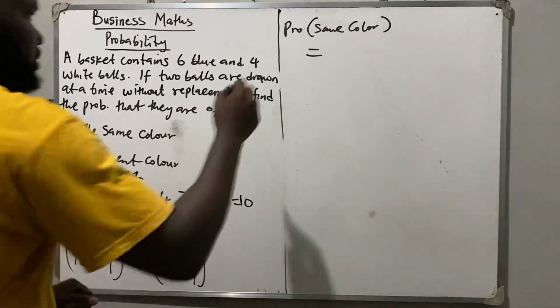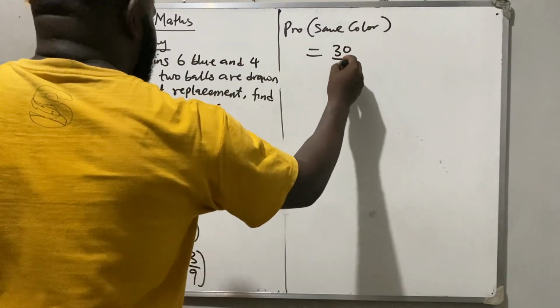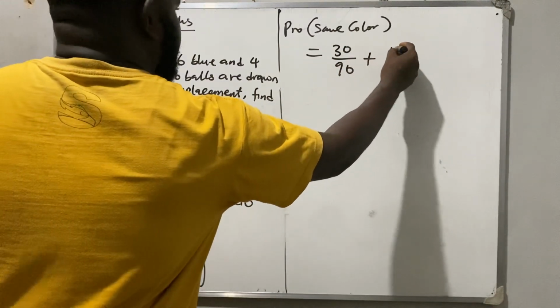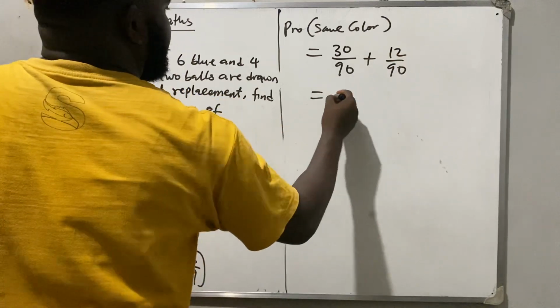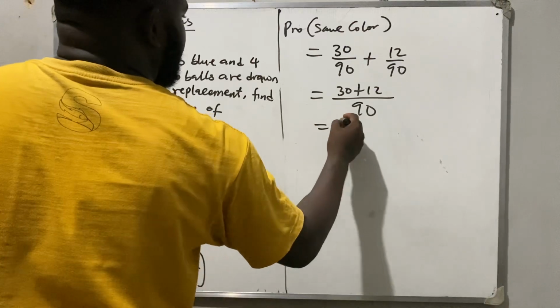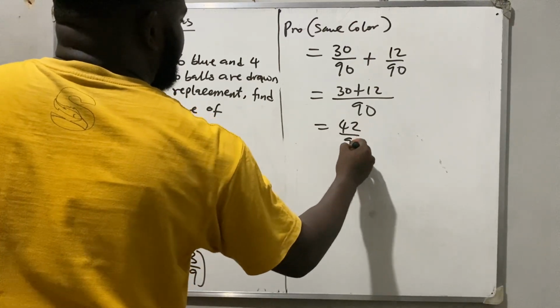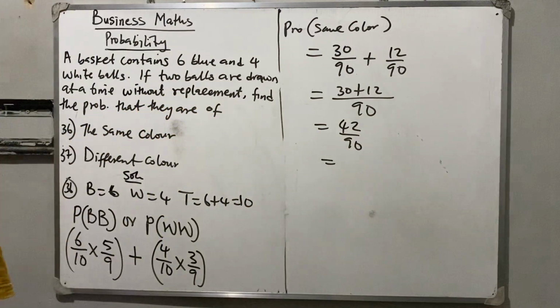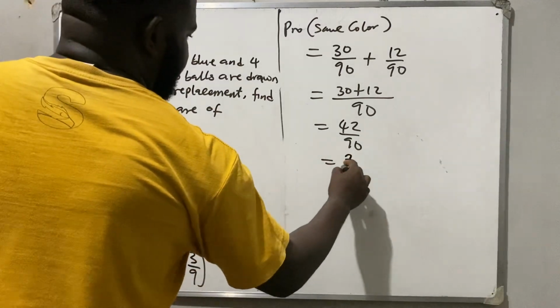This time this is 30 over 90, plus 3 times 4 is 12 over 90. So the LCM here is 90. I have 30 plus 12, which will give you 42 over 90. If you reduce it to the lowest, 42 divided by 90, we have 7 over 15.